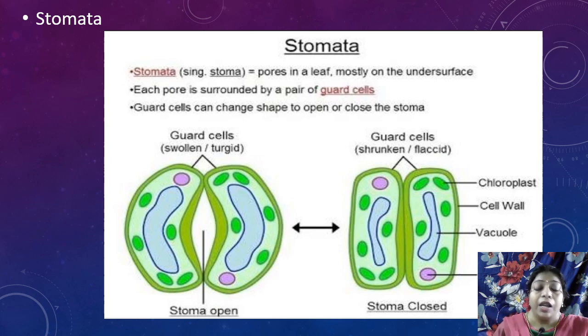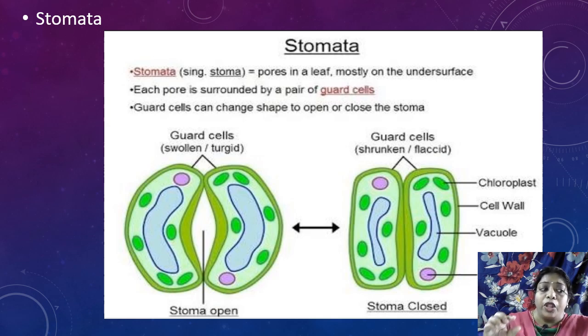Now, the second function is that it controls the diffusion of gases. How does it control? By regulating the opening and the closing of the stomata. I repeat, by regulating the opening and the closing of the stomata. Now you may have a doubt, how is it possible? I'll tell you the reason.